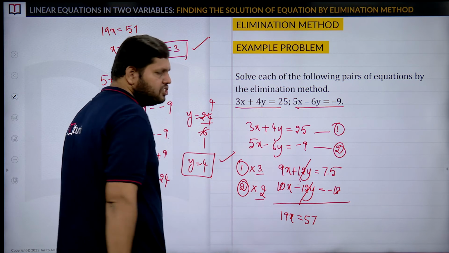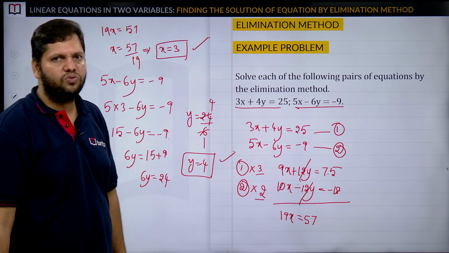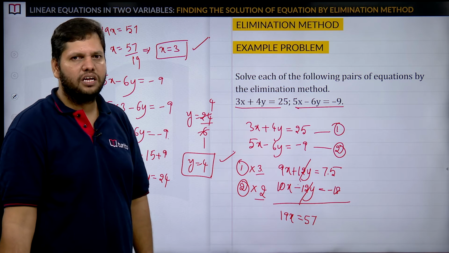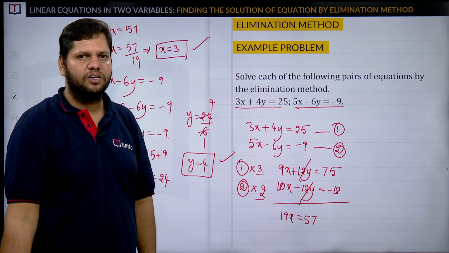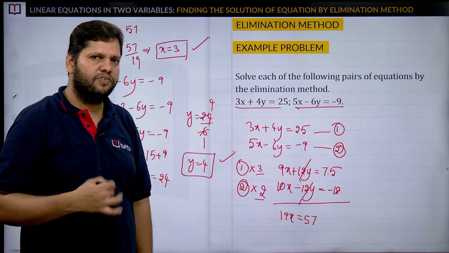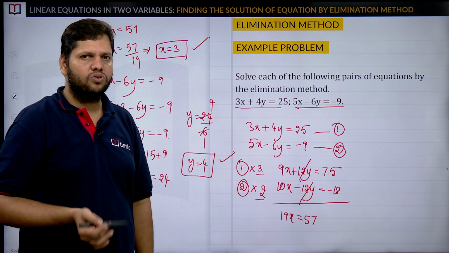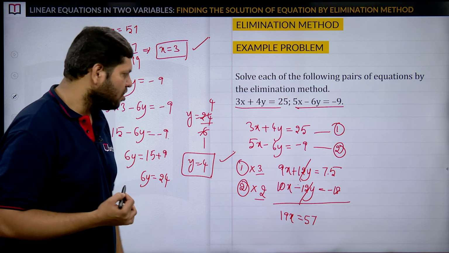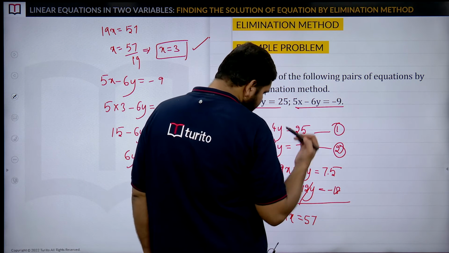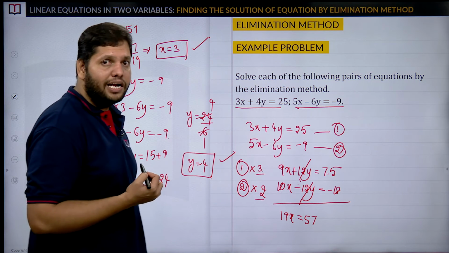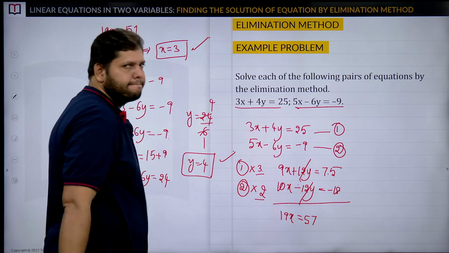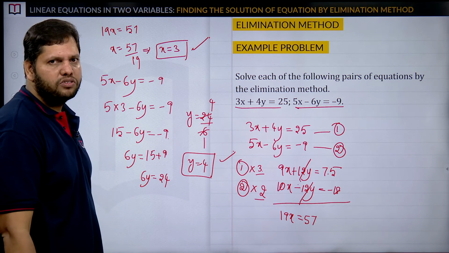Now children, I am doing the addition, because both will get cancelled only if you do the addition. If you do the subtraction, they are not going to get cancelled, because the quantities are the same but the symbols are different. So you have to do addition only. So plus 12y and minus 12y get cancelled. So 19x is equal to 57. Then x is equal to 3. So the x value is equal to 3.